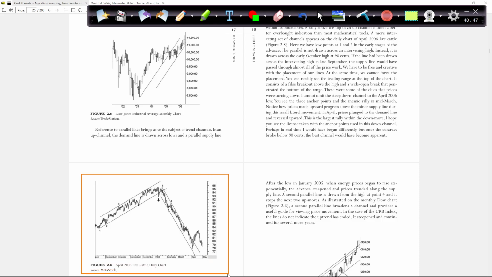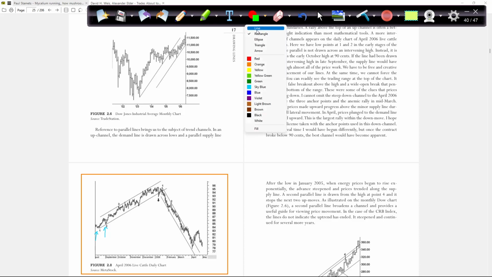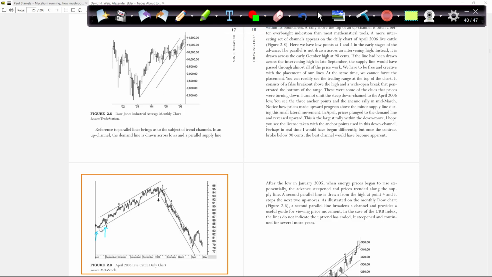We're looking at this cattle chart now. Here we have low points at 1 and 2, in the earliest stages of the advance, and we draw a line with these two anchor points. Then we look at drawing a parallel channel at the high of this.